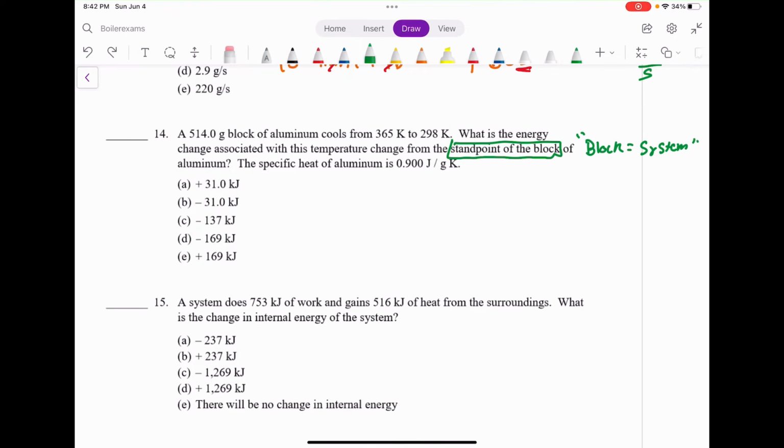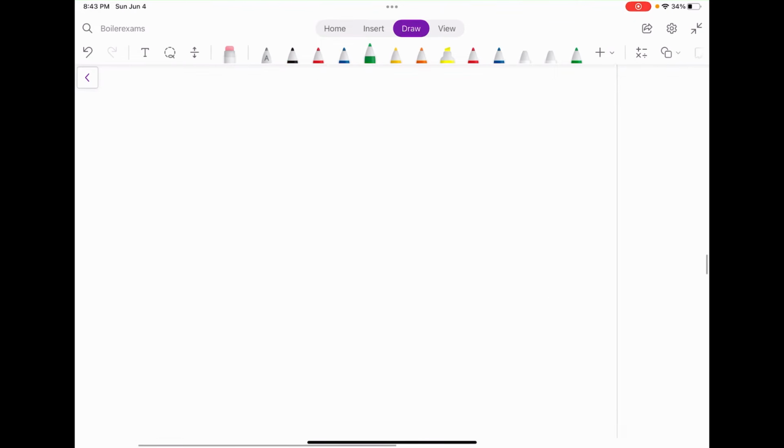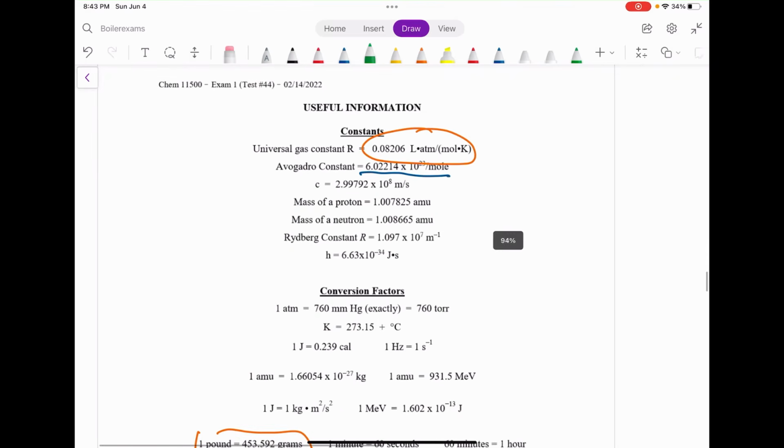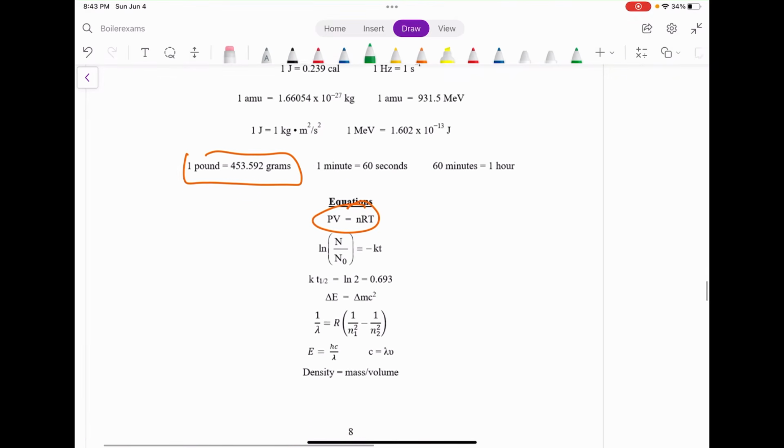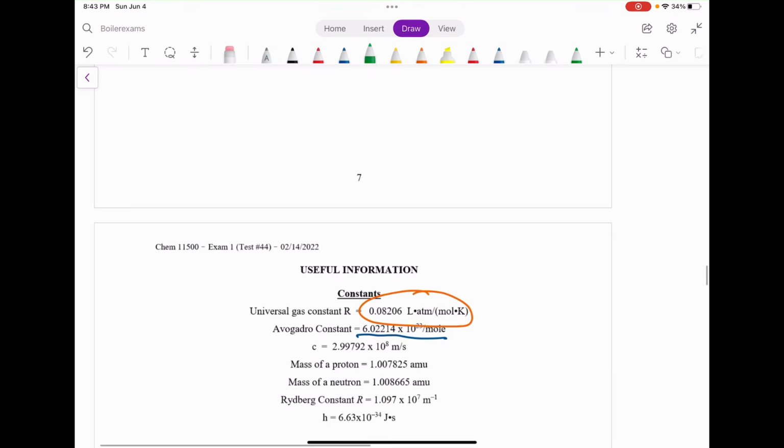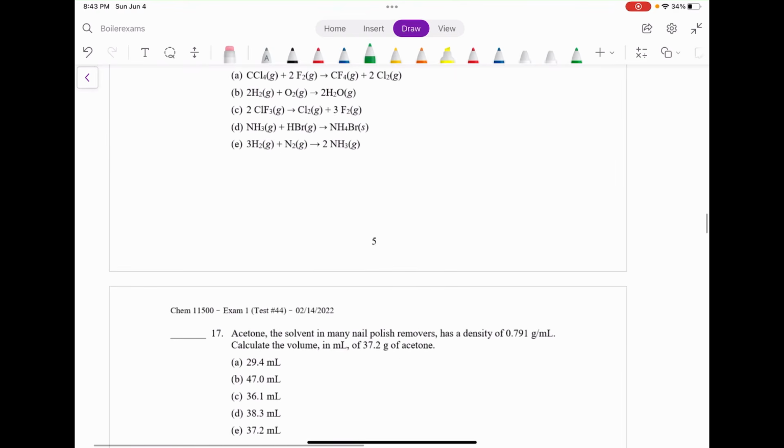All right. Anyways, the block is our system, from the standpoint of the block of aluminum. The specific heat is that number. Thermochem, we have a temperature change of a material. Also, they're giving us a specific heat. We need to know this equation: Q equals MC delta T. And I'm pretty sure that's actually not included on the equation sheet. No. Okay, you need to know that one. Q equals MC delta T.